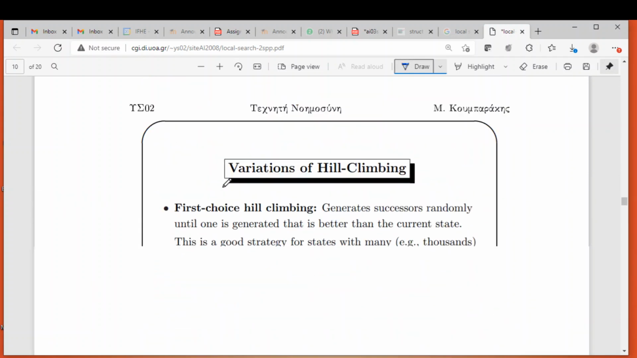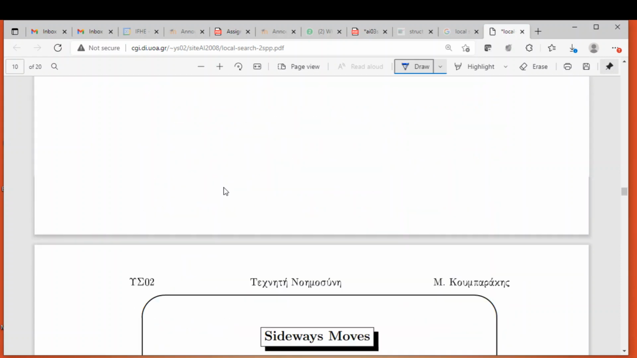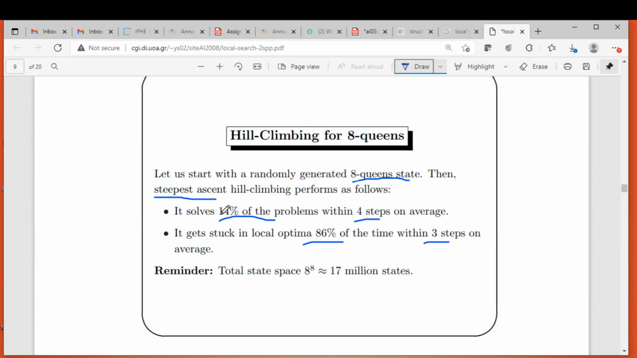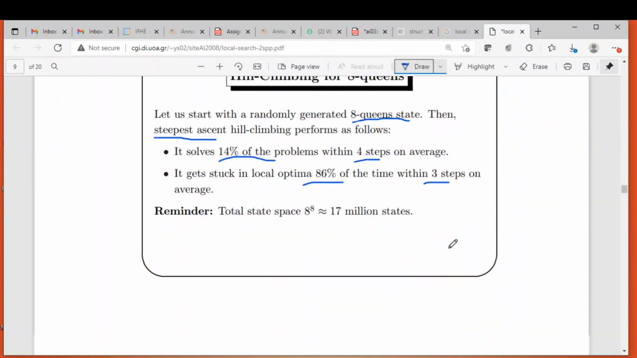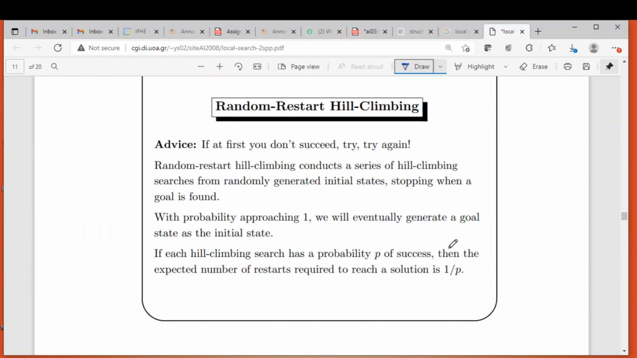So let us remember these things: a 14 percent success rate, and whenever it succeeds it takes 4 steps on average, and during failure it takes 3 steps on average. Now we are discussing the random restart hill climbing algorithm. I think you remember the random restart hill climbing algorithm.